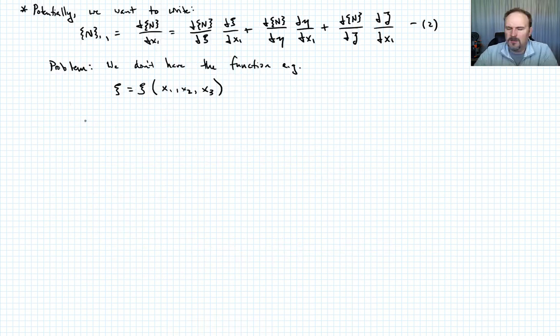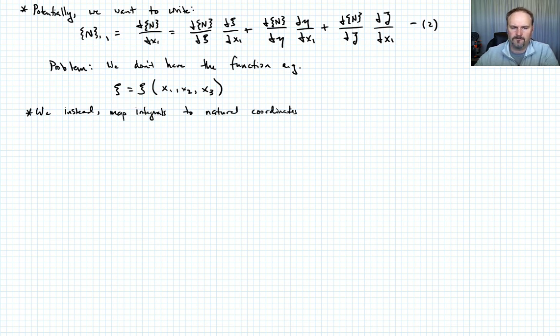Okay? So what we're going to do to solve this is we're actually going to map the integrals themselves to natural coordinates. Okay, and why do we do that? It's because it's going to put the integral in a form that's conducive to Gauss quadrature.